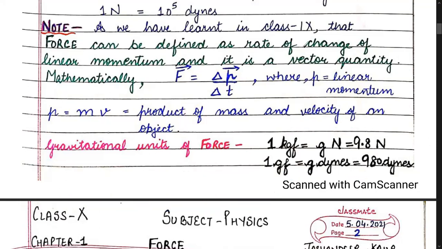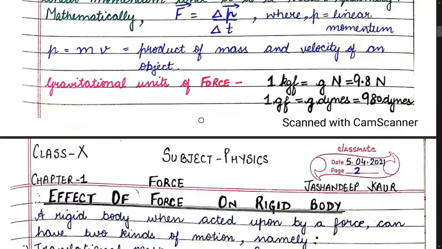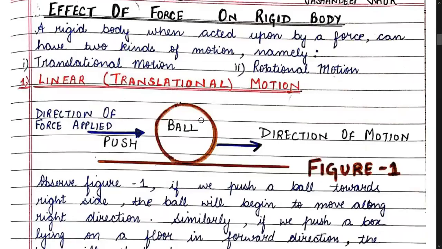So just two things have to be remembered. Firstly, that 1 kilogram force is equal to 9.8 newton, while 1 gram force is 980 dynes. So these relationships have to be learned among the various conversions. So children, now let us start with our main topic, that is effect of force on a rigid body.